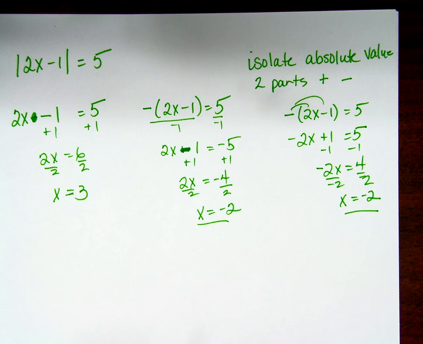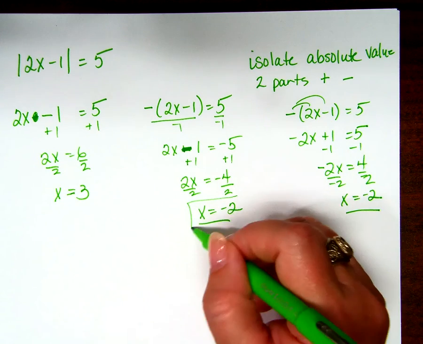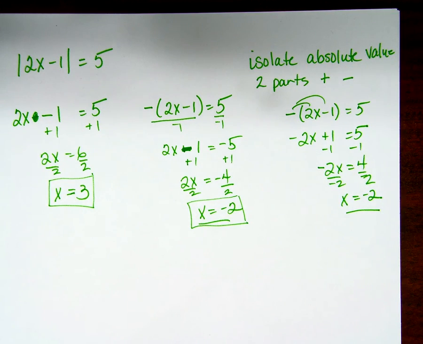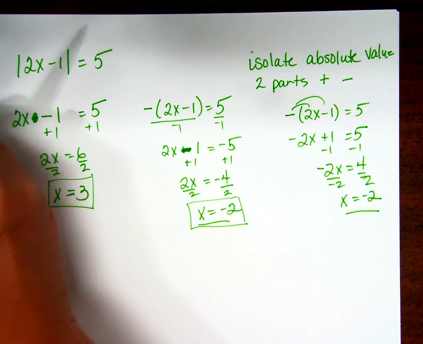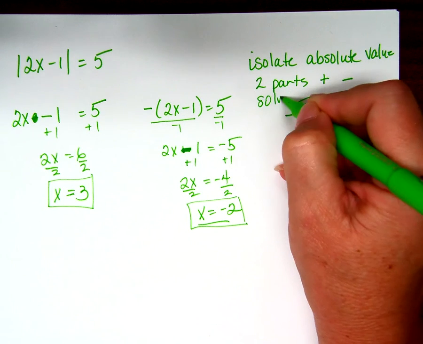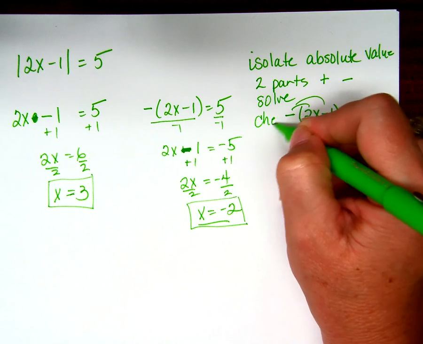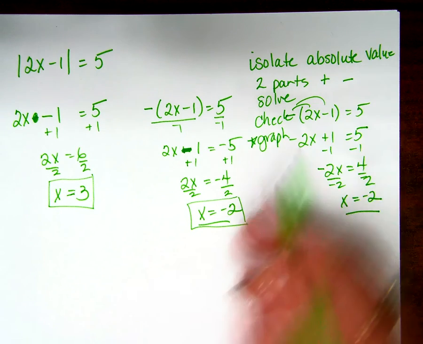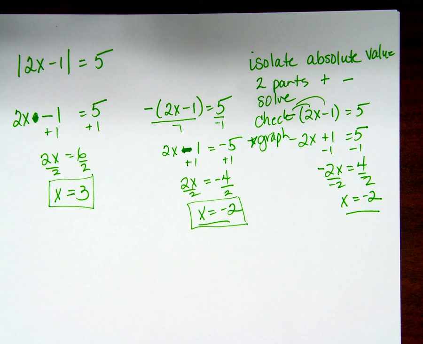Okay? So my two answers, I think, are 3 and -2. I messed up my list over here because I only did the first two. The next one is solve. The next one is check. And the next one is graph. And this really depends on what you're being asked for. If the graph is part of the answer that you have to choose from, then definitely look at the graph.